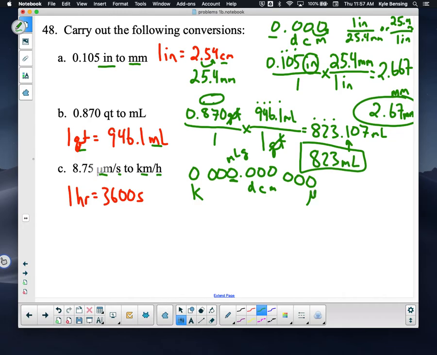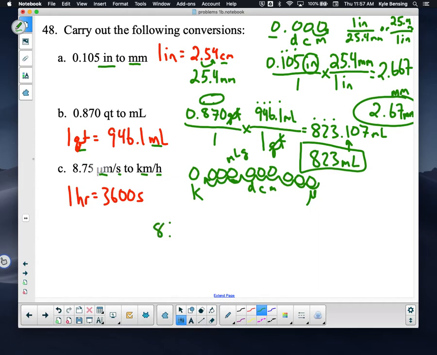So I'm going to go from micro to kilo, which means I'm going to move the decimal place 1, 2, 3, 4, 5, 6, 7, 8, 9 places to the left. 9 places to the left. Okay, we'll do that part at the end.